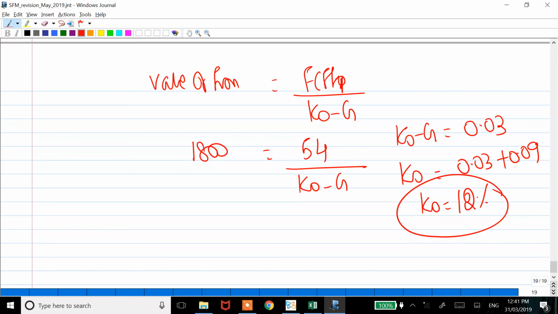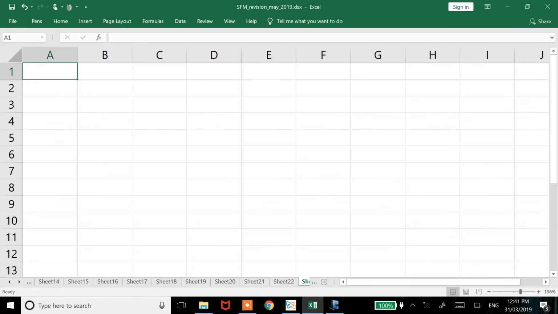Clear? Any doubts in this? Next, computation of weights used.